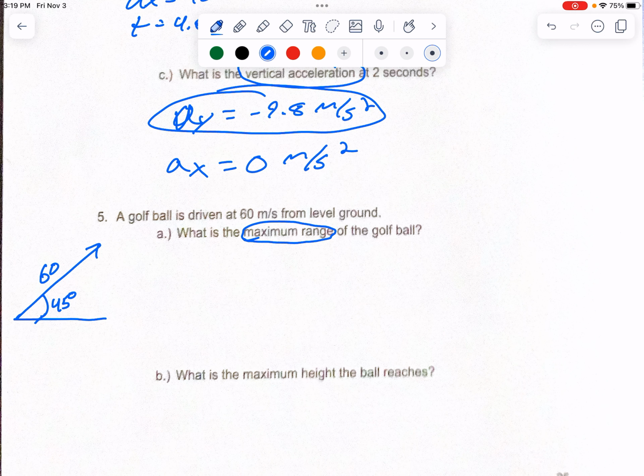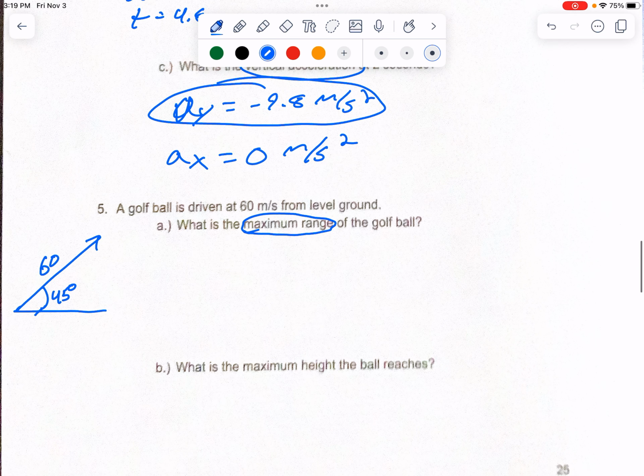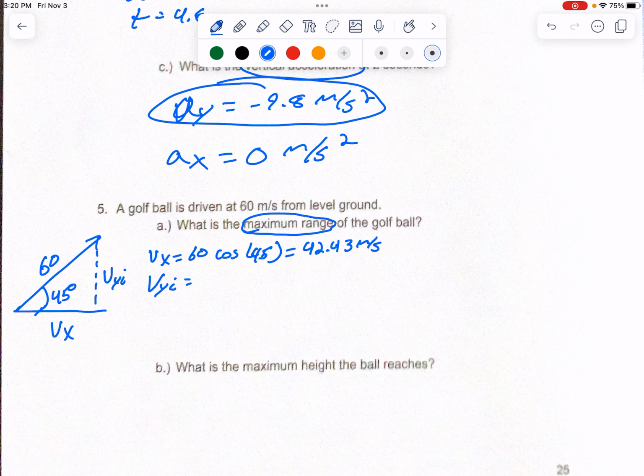Okay, so if you see maximum range and I don't give you an angle, that's a hint that you should be using 45 degrees. So I'm going to go ahead and break into Vx and Vyi. So Vx equals 60 times cosine of 45. Okay, and again, if you're not getting the same answers as me, make sure you're in degree mode. So you get 42.43 meters per second. And we're going to do Vyi. And we're going to do 60 times sine of 45.